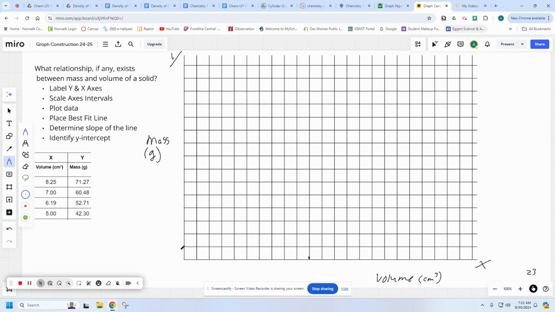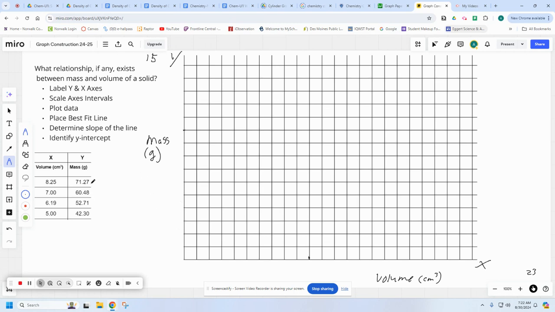Now we need to do the same thing to the y-axis. Jumping to the first interval, I'm going to count 1, 2, 3, 4, 5, 6, 7, 8, 9, 10, and I'm going to make a mark so I don't lose count. 11, 12, 13, 14, 15. And I'm going to write that off to the side so I don't forget how many intervals we have.